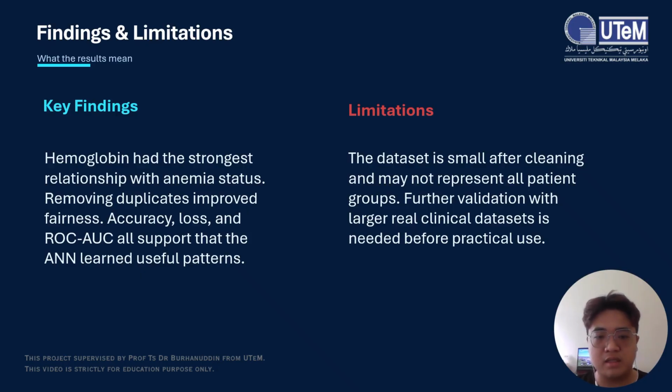However, there are several limitations. After cleaning the dataset, only 534 unique records remain. This relatively small dataset may not represent the full diversity of real-world patients. In addition, the dataset was obtained from a public source and may not reflect all clinical conditions or demographic groups. Therefore, before applying this model in real healthcare settings, it should be validated using larger and more diverse clinical datasets. Despite these limitations, the results demonstrate the potential of artificial neural networks as a decision support tool for anemia prediction.